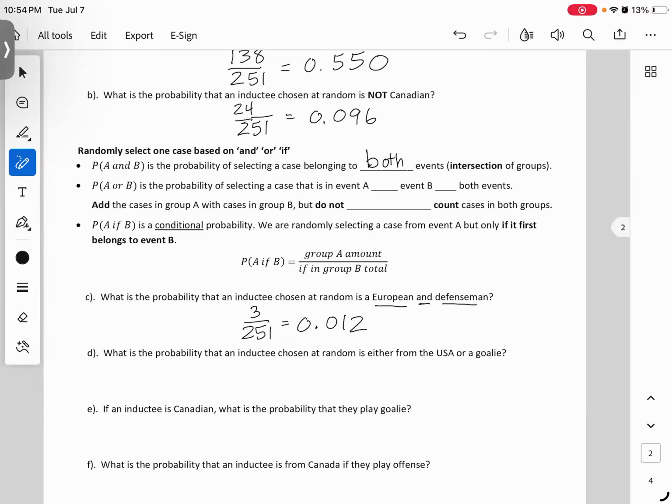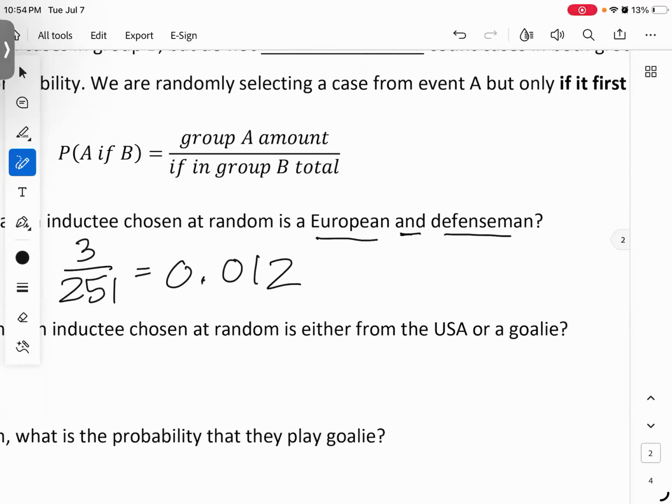I usually don't see students have too much issue with the ands, whenever the word and is the key word, but I do sometimes see some issues whenever the word is or. So let me real quick stress, what do we mean by or? You're going to take your USA people, that they're USA or goalie, and you're going to add them all up. Anybody who belongs to USA plus anybody who was a goalie, you're going to add them all up. But you need to be careful with this one because there is going to be an overlap.